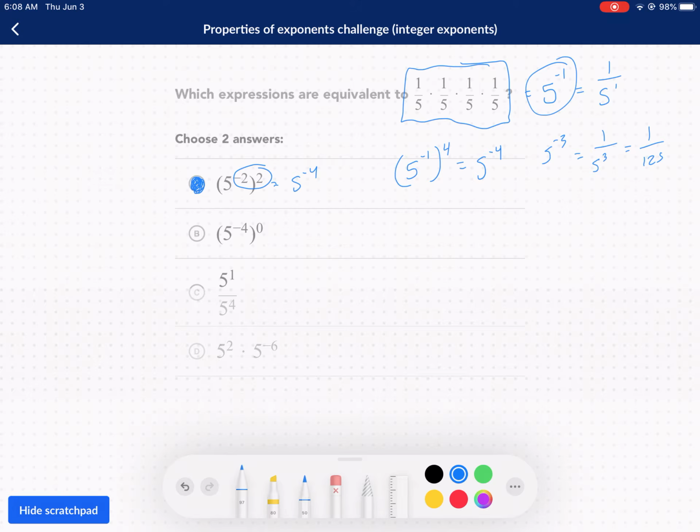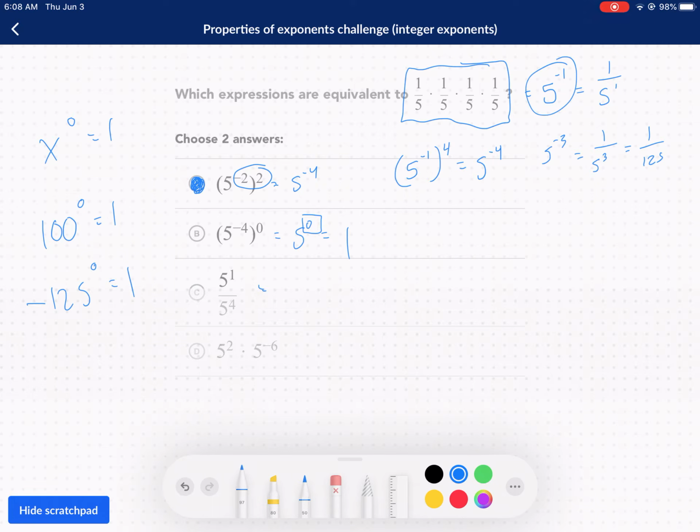B looks like a tempting one, okay? We have 5 to the negative 4 raised to the 0 power. Power raised to a power, multiply exponents, we get 5 to the 0. But anything raised to that 0 power is going to be 1. That's one of our exponent rules. X to the 0 is 1. 100 to the 0 power is 1. Negative 125 to the 0 power is 1. Okay, so anything to the 0 power is 1.